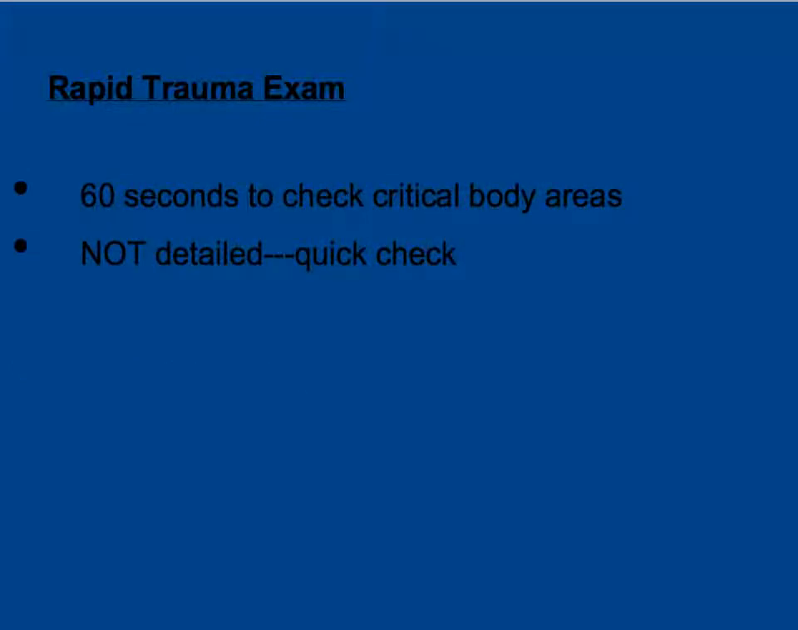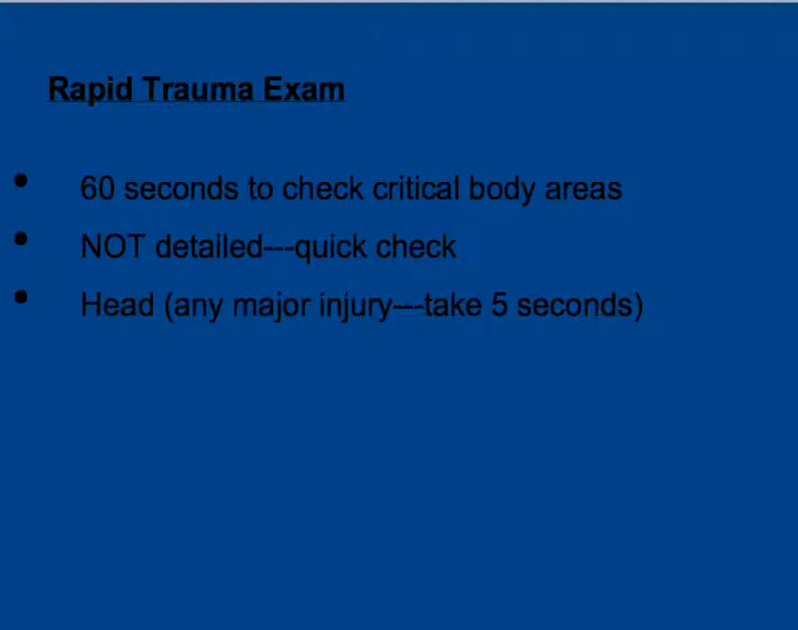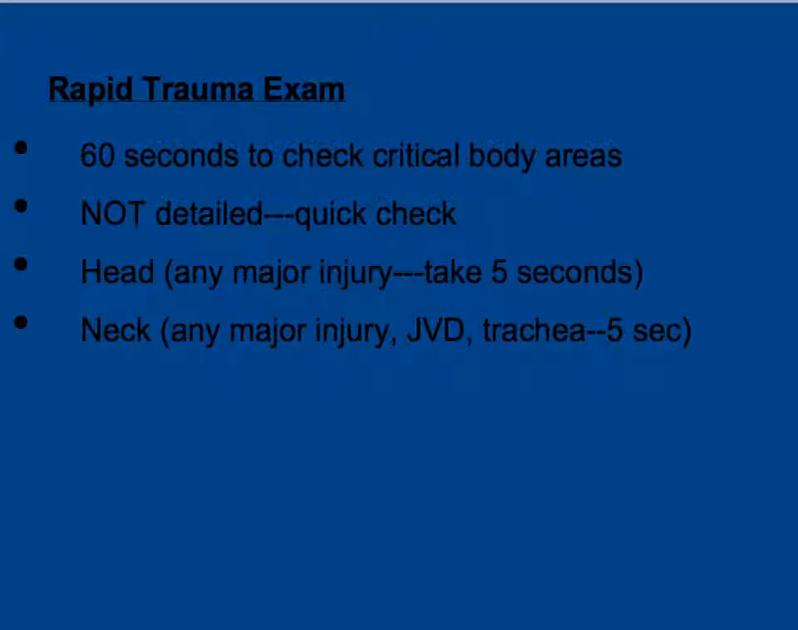The rapid trauma exam is not a detailed physical exam. It's a quick check, just a few seconds on each of those critical body areas. Spend just a few seconds checking the head for any major injuries. Assess the neck for any major injury. Look for jugular venous distension or JVD. Check the trachea for midline position.